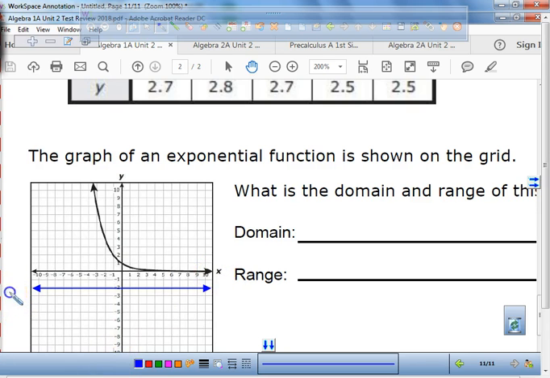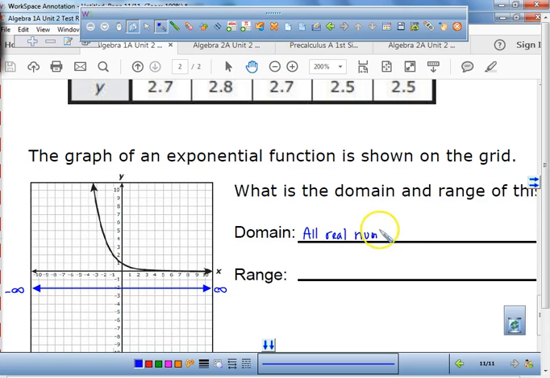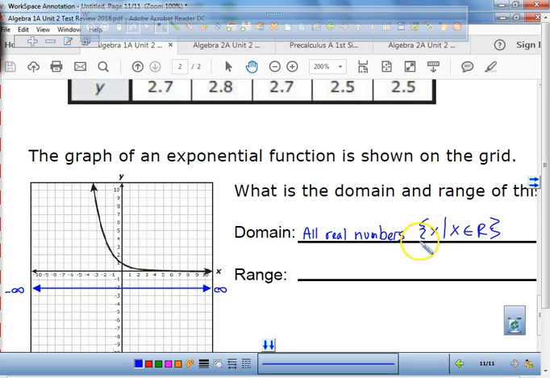So here's what you're going to write. It's going from negative infinity all the way to positive infinity. So here's what you're going to write for the domain. In this exponential function, it's going to be all real numbers. All real numbers. Okay? Here's how you would write that. The set of all x values such that x is simply an element of the real number system. That means all real numbers are being defined.